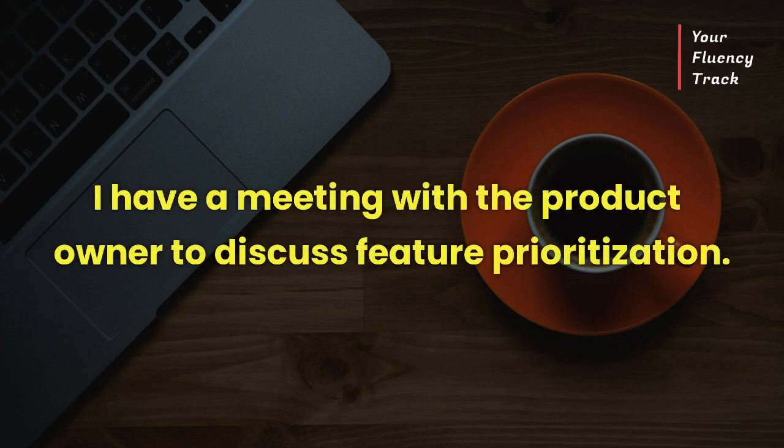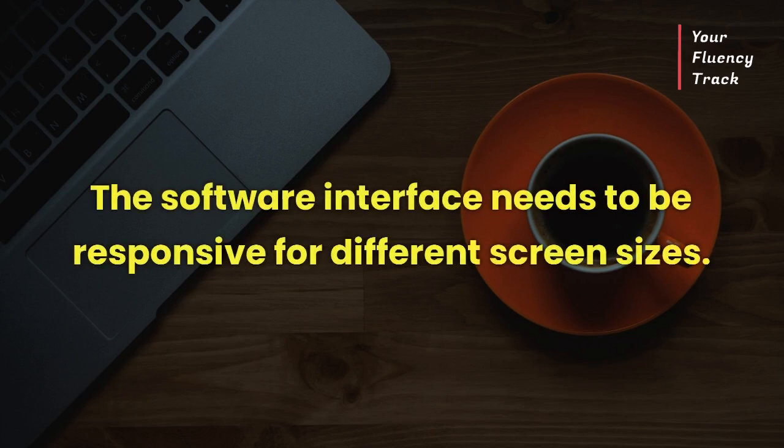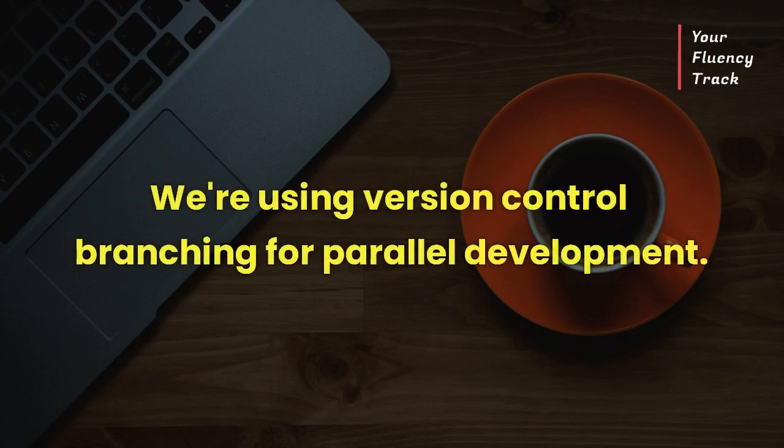I have a meeting with the product owner to discuss feature prioritization. The software interface needs to be responsive for different screen sizes. We're using version control branching for parallel development.